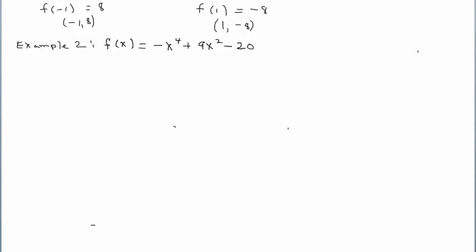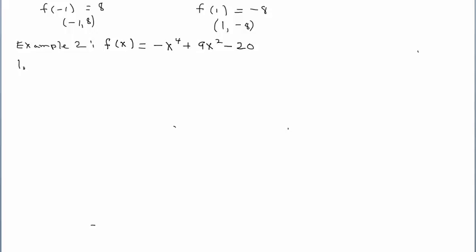Alright, for our second example, we have a 4th degree function with a negative coefficient. So that's like a parabola that opens down, because a parabola has an even exponent, so does this polynomial, but it has a negative coefficient, so it's going to fall to the left and it's going to fall to the right.